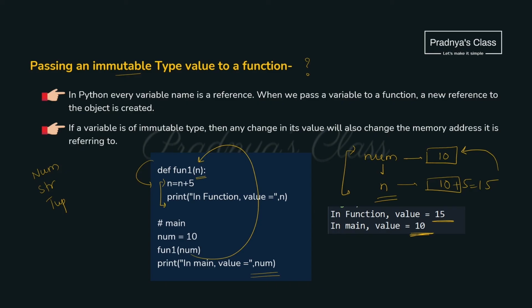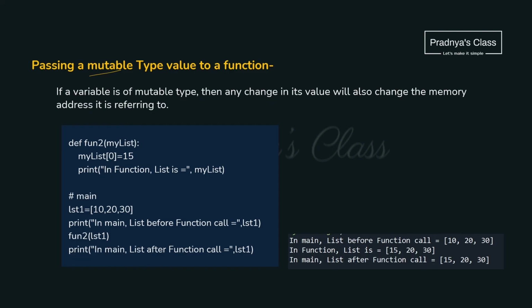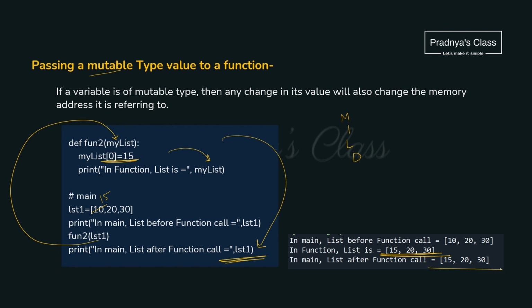So what we understood, if we are passing immutable data type, the changes in the function will not reflect to main. Whereas if we are passing mutable data type, changes will reflect to main also. Look at the example. Here is one list. It is of mutable data type. Mutable data types are list and dictionary. We are passing list to the function. In the function, we updated the value of the first element. From 10, it became 15 now. If we are printing the list in the function, we got 15, 20, 30. And after the changes, we are printing the list in the main. Look at the output. The changes reflected back in main too.